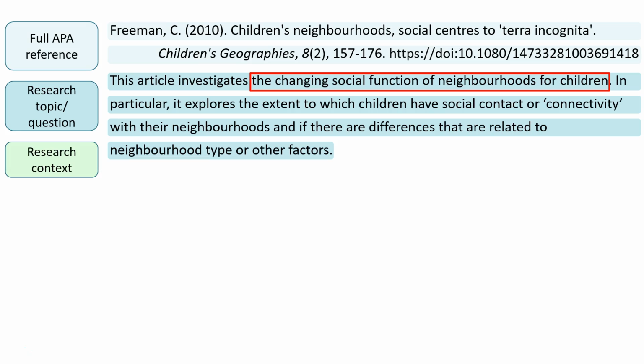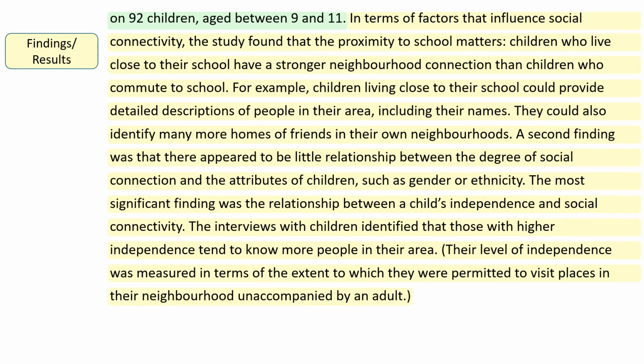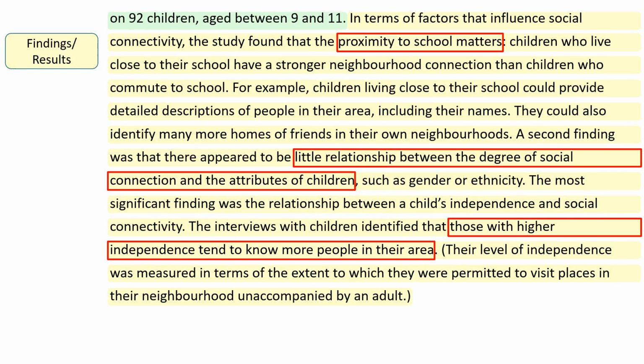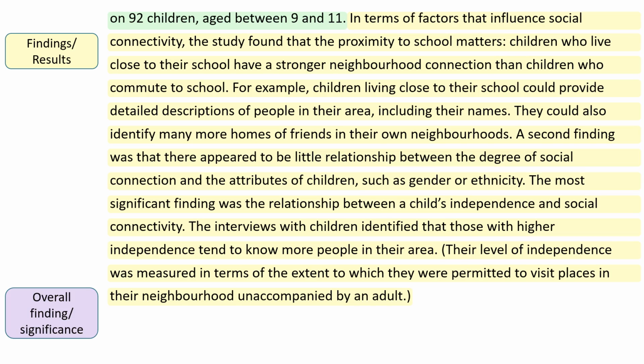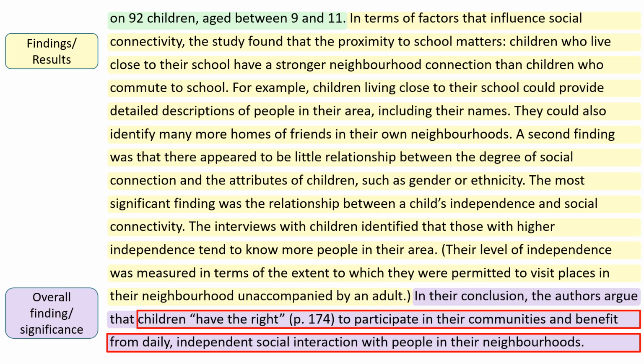And next comes the research context. Here, it was a study of 9 to 11-year-olds in Dunedin. The findings or results come next. Here, there are 3 main findings. And lastly, the overall finding or significance of the research, which is that children have the right to participate and benefit from social interaction in their neighbourhoods.